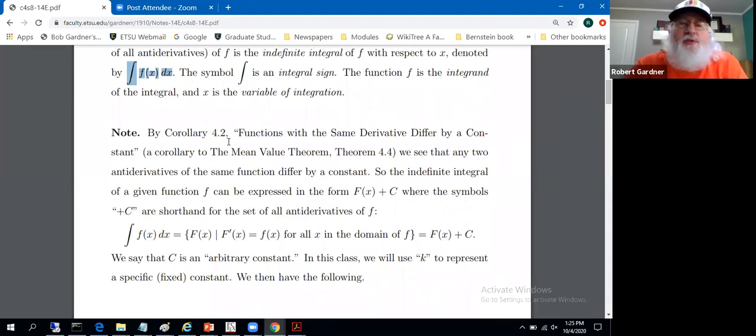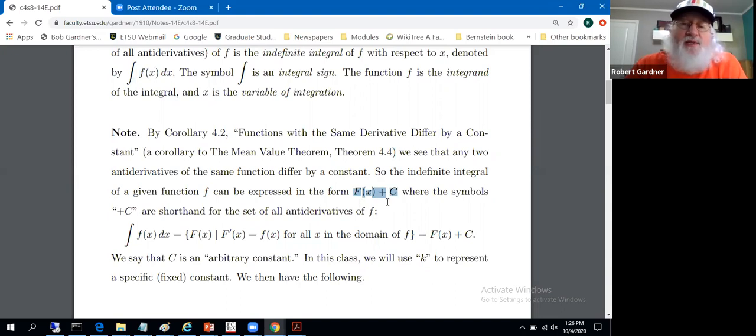By corollary 4.2, functions with the same derivative differ by a constant. FYI, it was a corollary to the mean value theorem. We see that if we've got any two antiderivatives of the same function, they must differ by a constant. That's exactly what corollary 4.2 said, only it didn't speak in terms of antiderivatives, but dealt with functions and their derivatives, and that's what we're doing as well. So the indefinite integral of a given function f can always be expressed in this form.